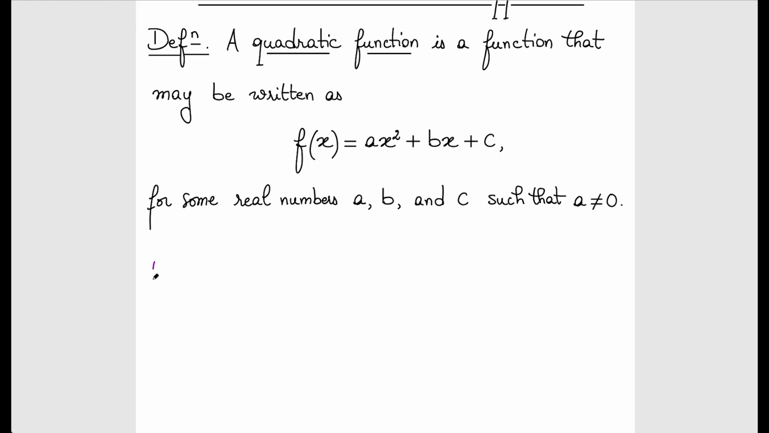For instance, if you consider the situation where a is equal to 1 and b and c are both 0, what would happen to f of x? What would happen to this function? If b and c are both 0, this whole thing here vanishes, right? This becomes 0. And if a is 1, the expression becomes simply x squared. So then the function becomes x squared.